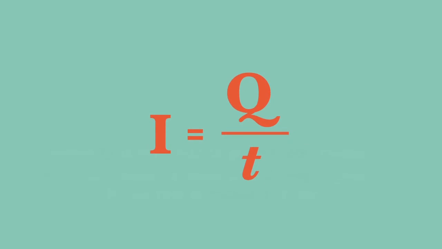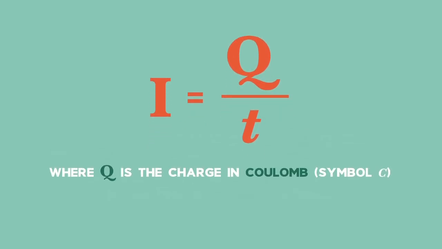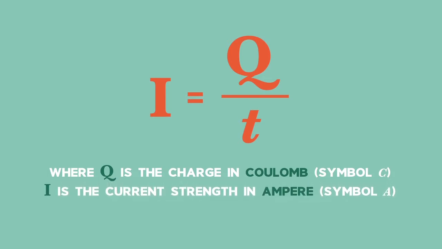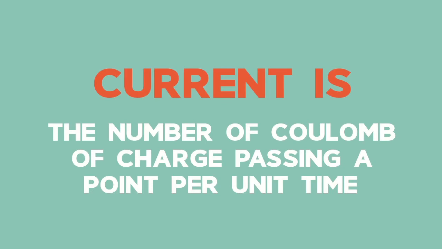We calculate the current by this equation, where Q is the charge in coulombs, symbol C, I is the current strength in amperes, symbol A, and t is the time in seconds, symbol s. So the definition of current is the number of coulombs of charge passing a point per unit of time.